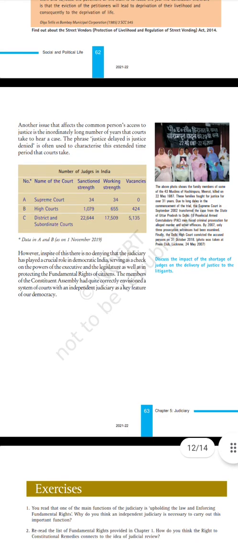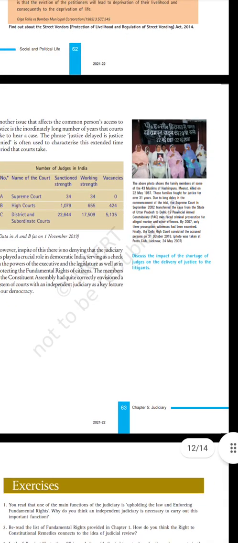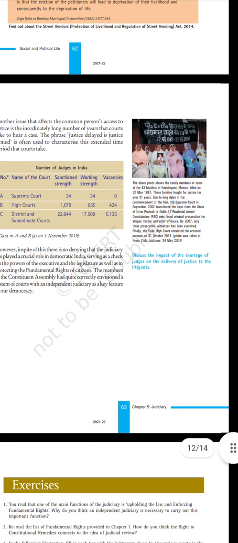Take a look at the above photo. The above photo shows the family members of some of the 43 Muslims of Hasinpur, Meerut, killed on 22nd May 1987. These families fought for justice for over 31 years due to a long delay in the commencement of the trial. The Supreme Court in September 2002 transferred the case from the state of Uttar Pradesh to Delhi.